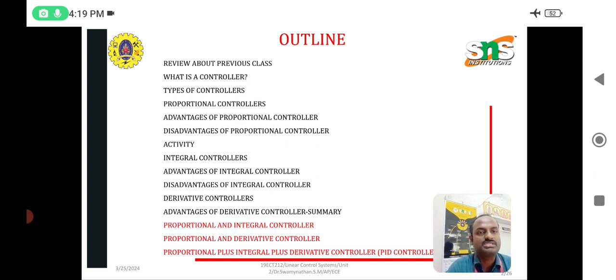Now I am going to discuss the topic called P compensation. First of all, we will discuss the previous class. Already we discussed the steady state error. So today's discussion, we will discuss what is meant by a controller, what are the types of controllers, what are proportional controllers, and the advantages and disadvantages of proportional controllers, following with the integral controllers, advantages of integral controllers and disadvantages, and derivative controllers summary.